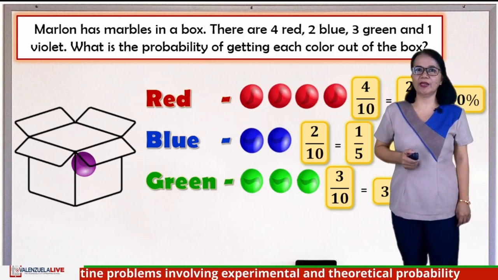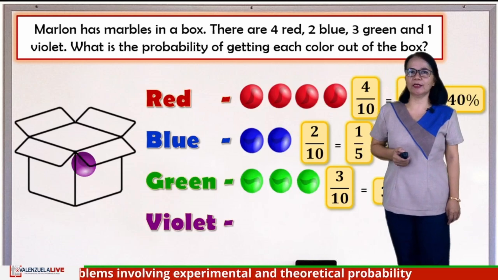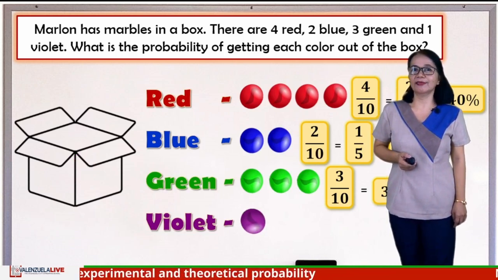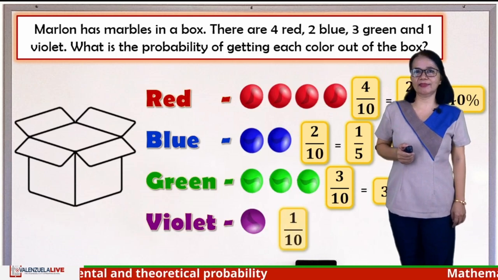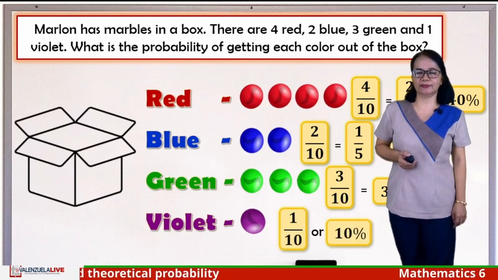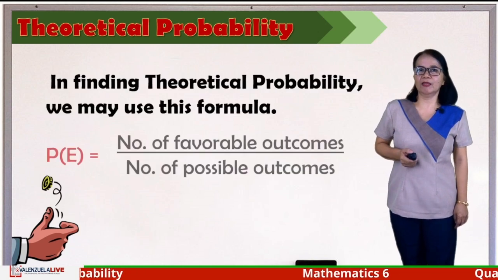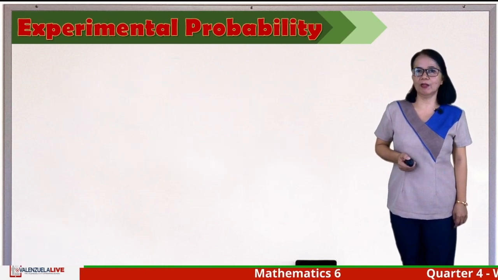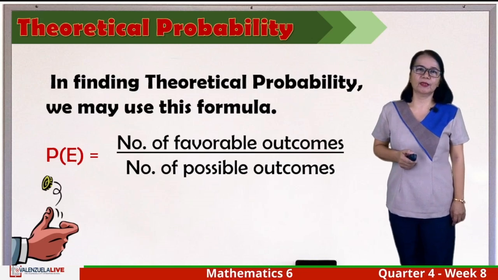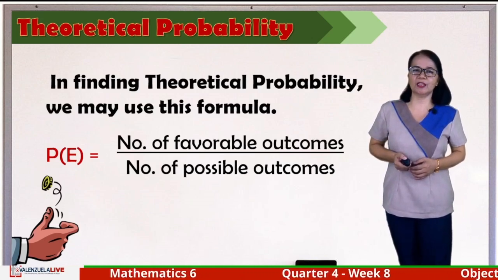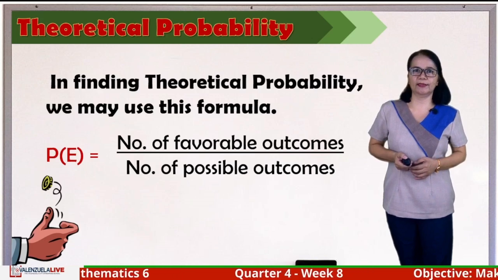How about the violet marbles? What is the probability of getting violet marbles? Yes, it is 1/10 or 10%. The probability can be written in fraction, decimal, or percent. When it is written in fraction, it is always expressed in lowest term.